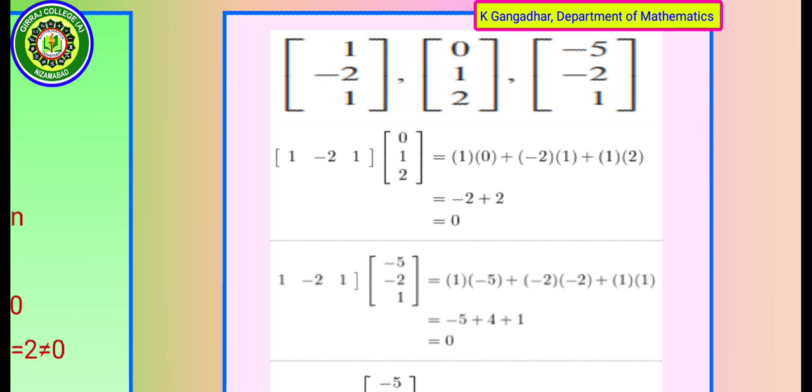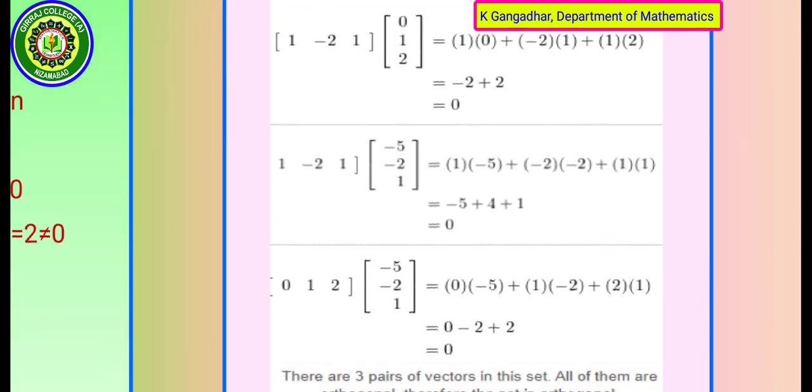So (1, -2, 1), (0, 1, 2), (-5, -2, 1). Three vectors are given, say v1, v2, v3. First v1 dot v2. So the v1 dot v2 value we get is 0. In the same way, v1 dot v3, that value also we get 0.